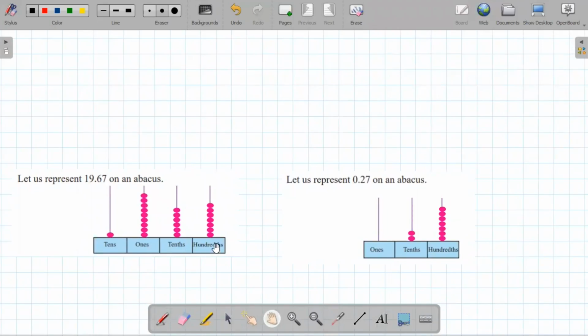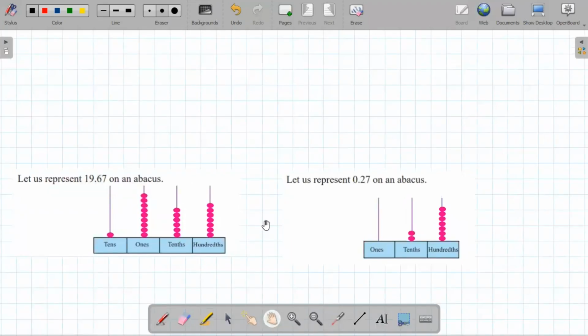So the hundredths place is here, right? So in 0.27, ones place, tenths and hundredths. Here also in 19, the tens place is 1, the ones place is 9. From the decimal point, we are going to say it as tenths, hundredths, likewise, right?